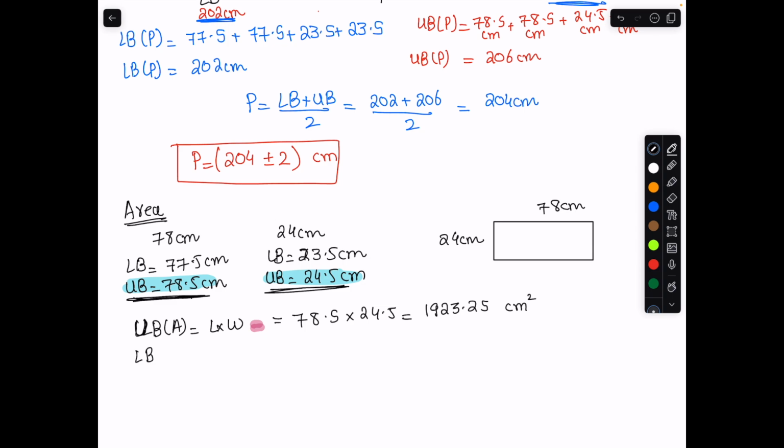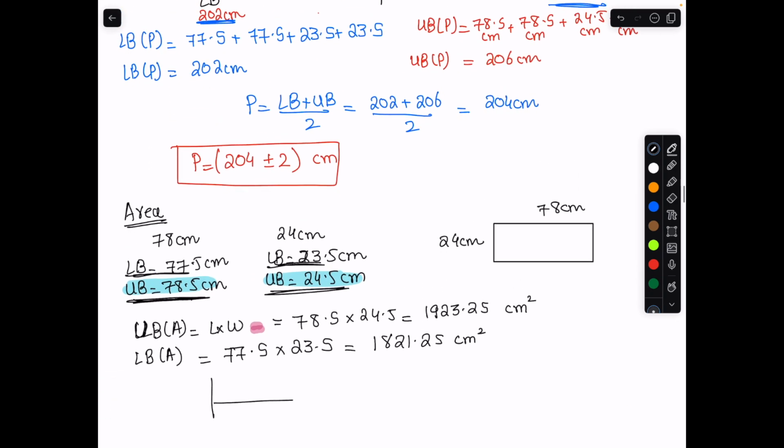Similarly, to find the lower bound for the area, I need to multiply the lower bound values, because least multiplied by least will give you least value. Maximum multiplied by maximum will give you maximum value. So this would be 77.5 times 23.5. The answer would be 1821.25 centimeters squared. So these are the lower bound and the upper bound values, if you see. So it's 1821.25 centimeters squared, and the upper bound is 1923.25 centimeters squared.